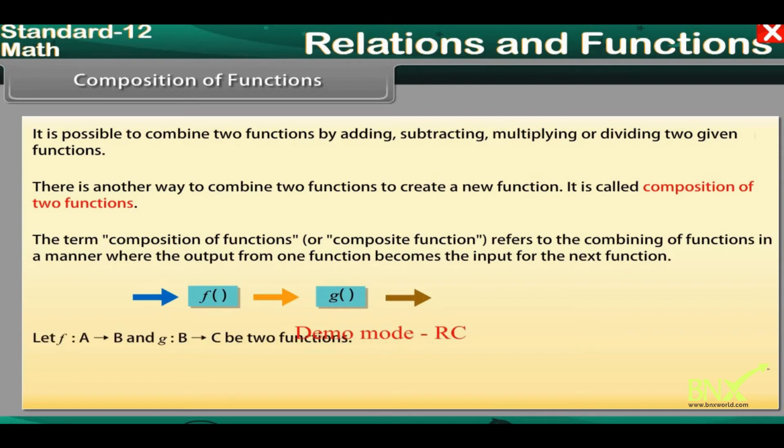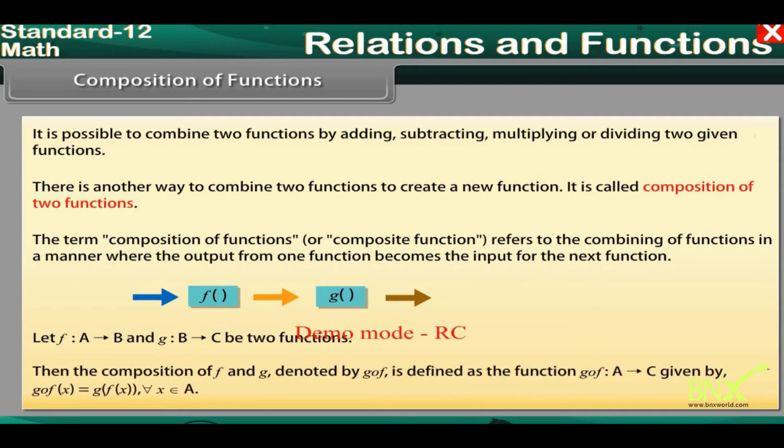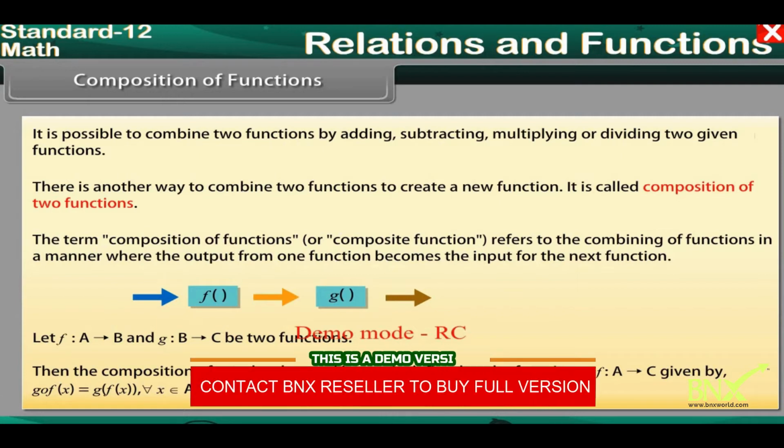Let function f from A to B and function g from B to C be two functions. Then, the composition of f and g is denoted by g∘f and is defined as the function g∘f from A to C given by (g∘f)(x) = g(f(x)) for each x belongs to A.